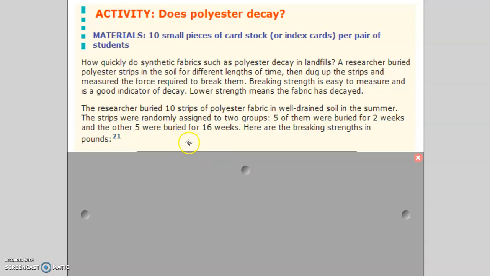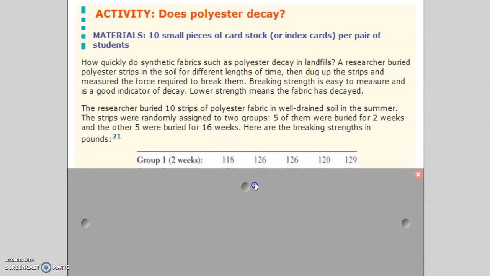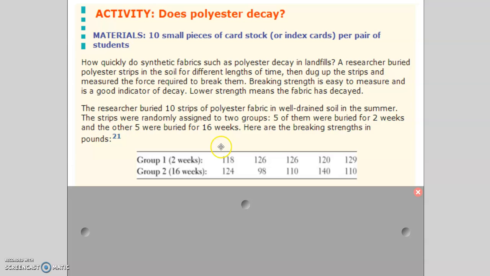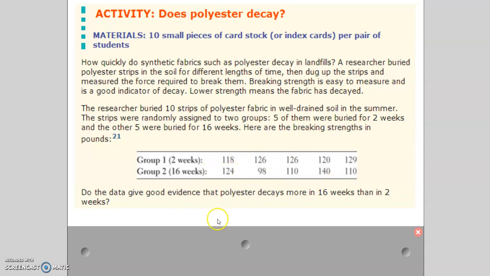So the researcher buried 10 strips. They were assigned to two groups randomly. 5 of them were buried underground for 2 weeks. The other 5 were buried for 16 weeks. And then they measured the breaking strength of each strip after they were dug up. So you can see group 1 was underground for 2 weeks. Here are the breaking strengths. Group 2, 16 weeks. And again, a lower strength means the fabric has decayed more. So does this data give good evidence that polyester decays more in 16 weeks than 2 weeks?